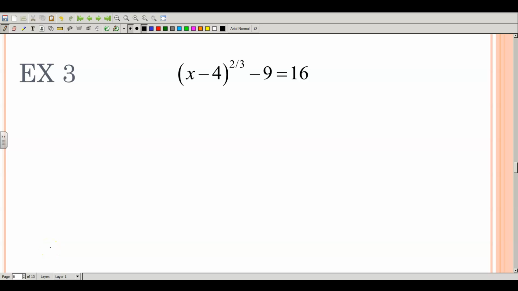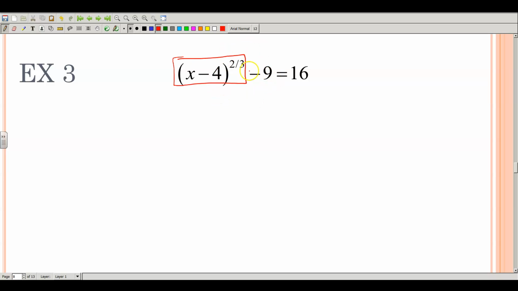All right, looking at example 3, we have (x - 4)^(2/3) - 9 = 16. And I can't say this is that much different from the last couple examples, except maybe there's a couple more steps, but it looks pretty similar. So what we're trying to do here is, again, isolate. Well, eventually we want x by itself, but first we're trying to get the rational exponent term, or the radical expression, by itself, right? Because then we can get rid of that exponent.